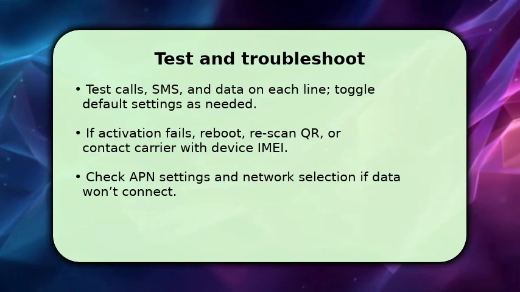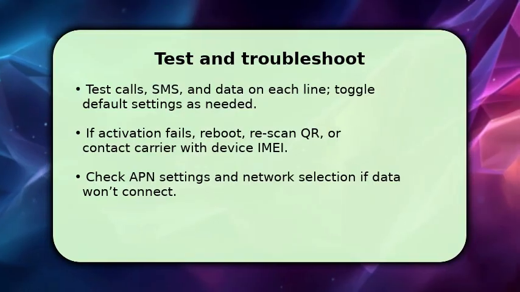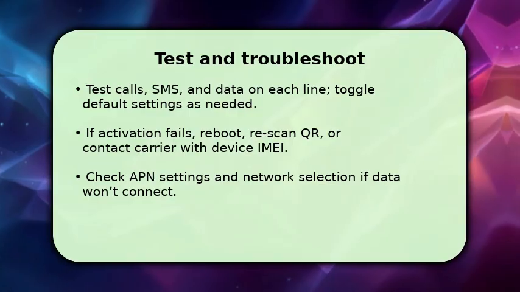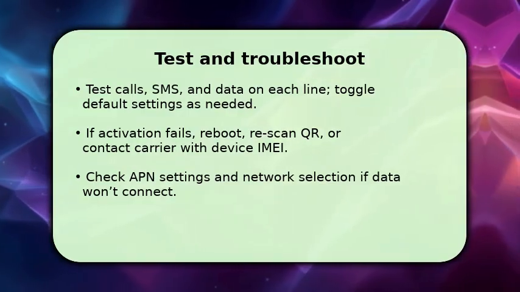You're almost done. Test both numbers for outgoing and incoming calls, SMS, and mobile data. Make a call from each line and send texts. Verify data switches when you change the default.